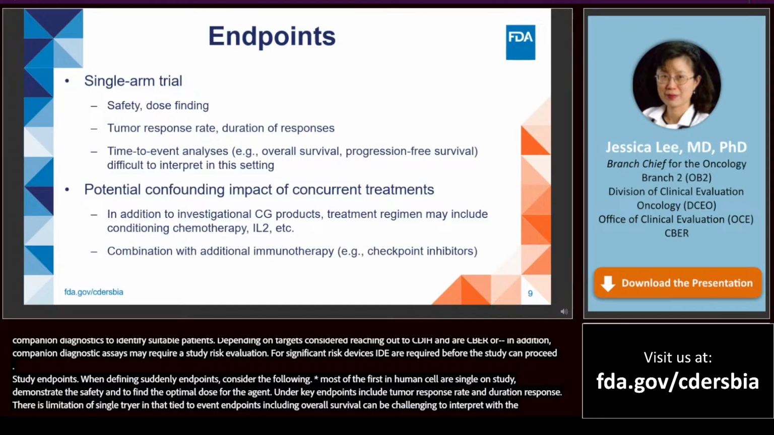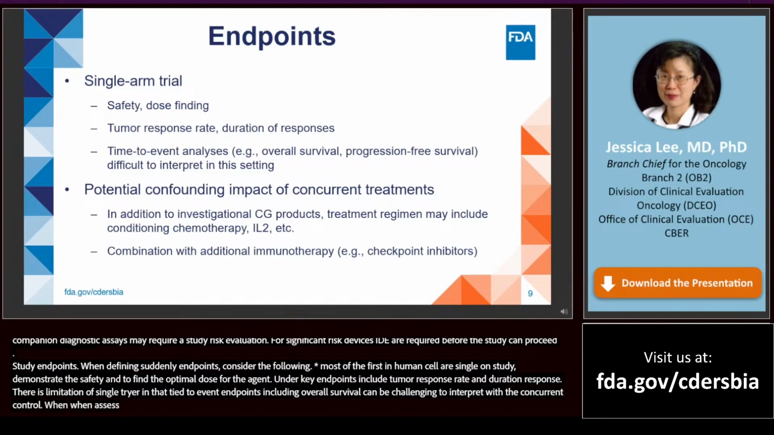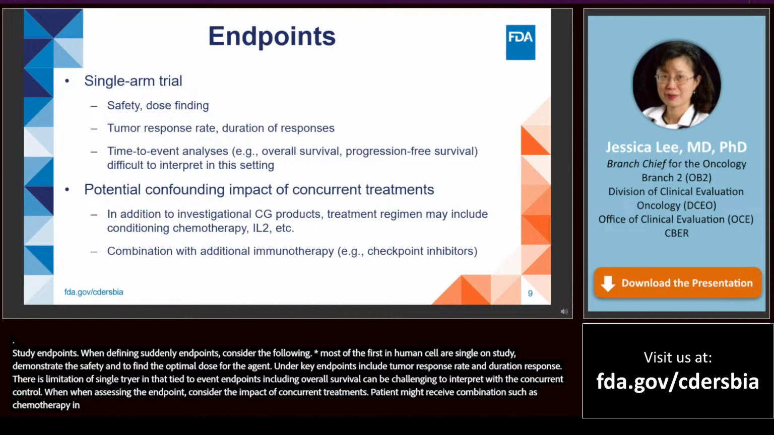When assessing the endpoint, consider the impact of concurrent treatments. Patients might receive combination regimens such as lymphodepletion chemotherapy, interleukin-2, or combination with other immunotherapy, including immune checkpoint inhibitors. These factors can confound the results and complicate the evaluation of the investigational product's true effect on safety and efficacy.